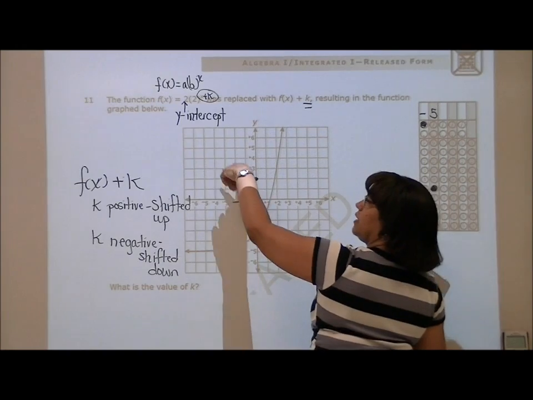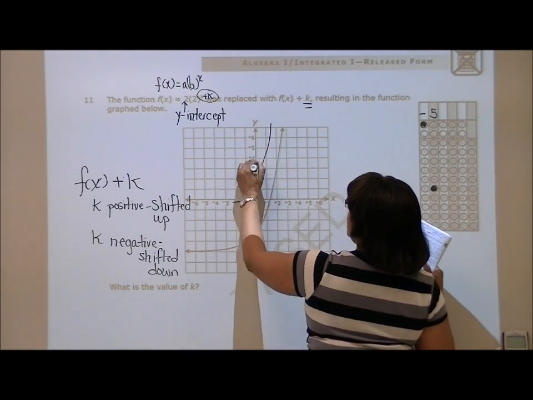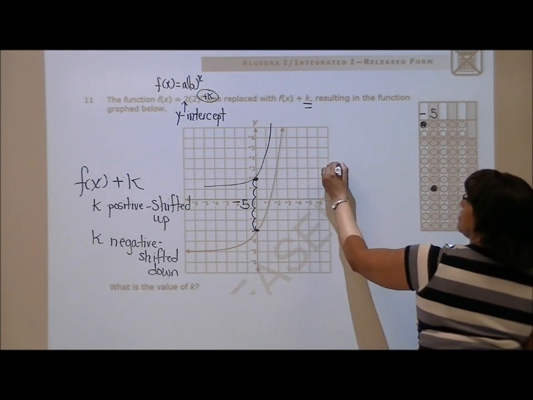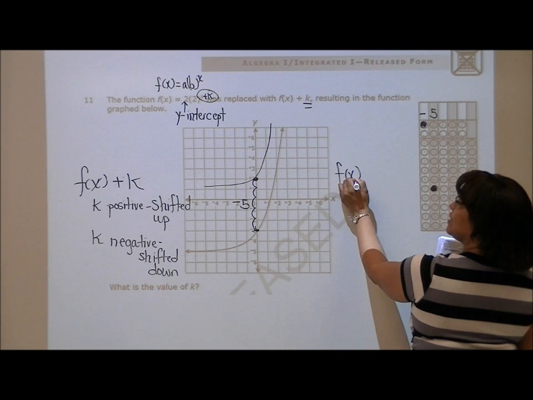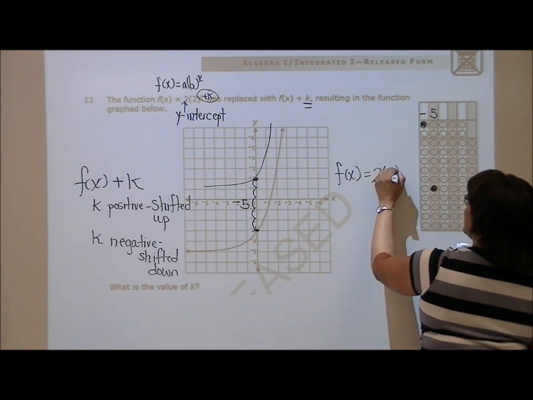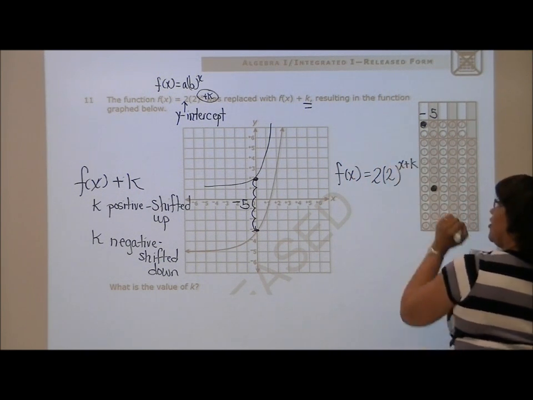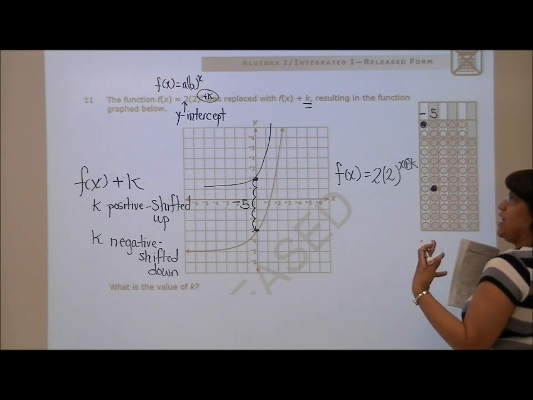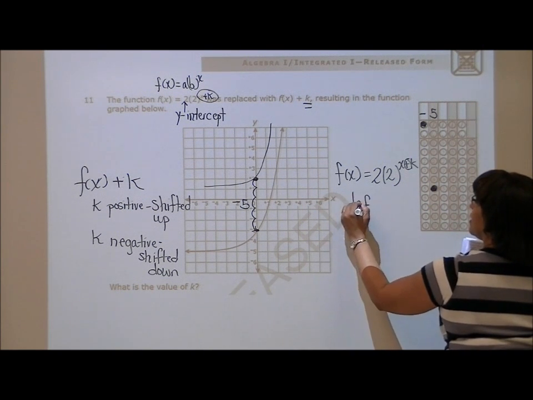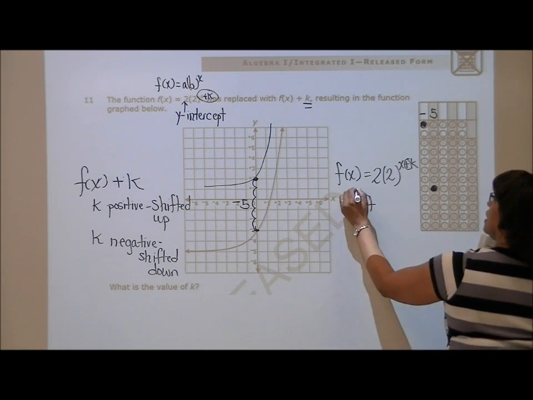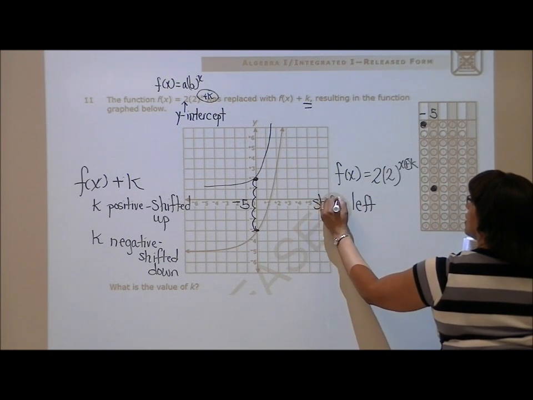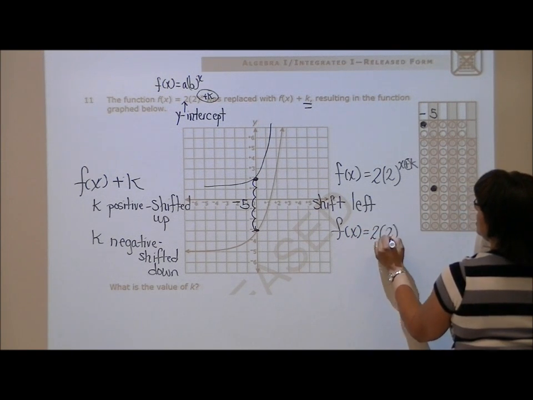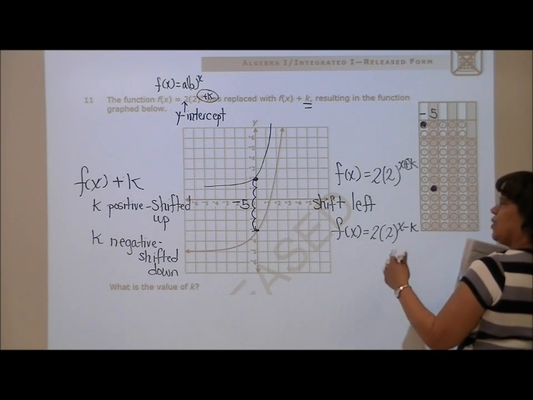We started here because we figured out our y-intercept was 2, so the graph was up here, and then it was shifted down. So if your K is lowercase, if your K is small, so if we have K up here, it's the opposite. If it's positive, instead of going in the positive direction, you would actually go left. Okay, so it would be a shift left. And then if you have f of x is equal to 2 times 2 to the x minus k, you go right.